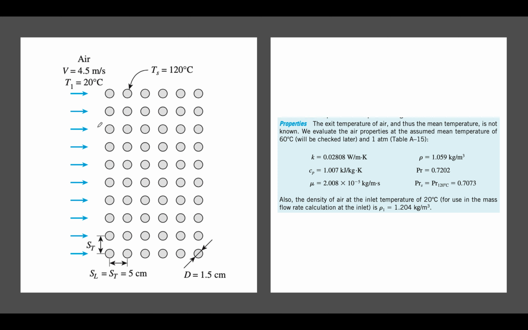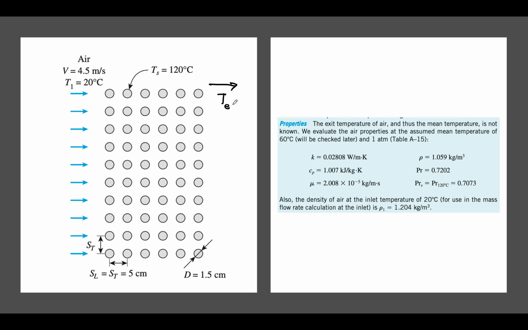In the question, there is air flowing over the tubes with a mean velocity of 4.5 meters per second and a temperature of 20 degrees Celsius. ST and SL are the same, 5 centimeters, and we have T surface at 120 degrees Celsius, and the outside diameter for the tubes is 1.5 centimeters. Here we do not have T exit.